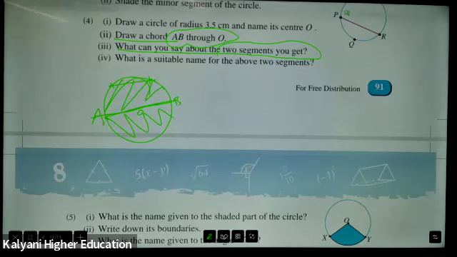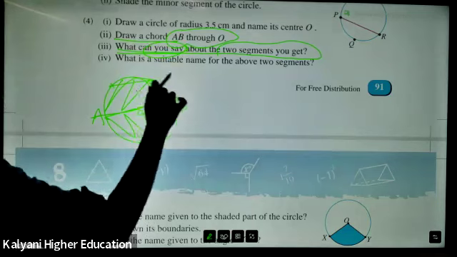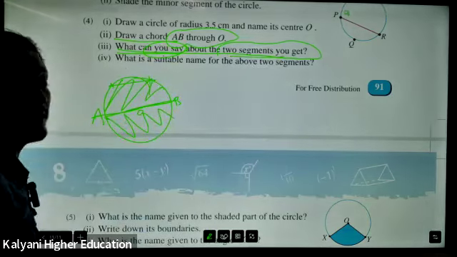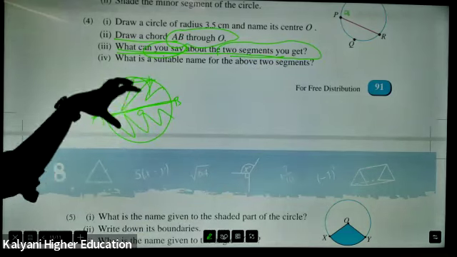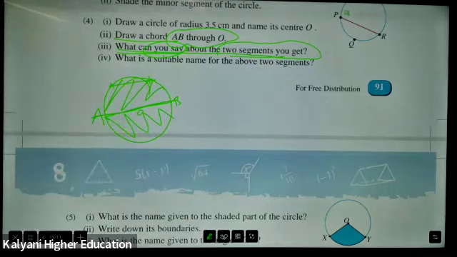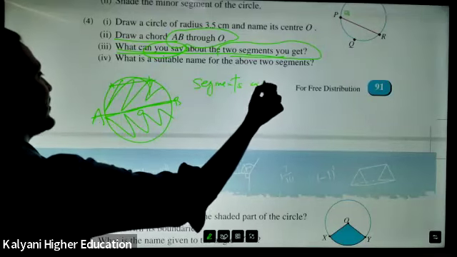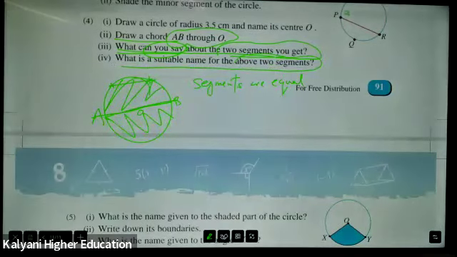Very good. You should tell what you can say. I can say that is a segment, because they asked what you can say about the segment. You are saying the segment is a segment. No. What can you tell about them? Both are equal. Segments are equal.